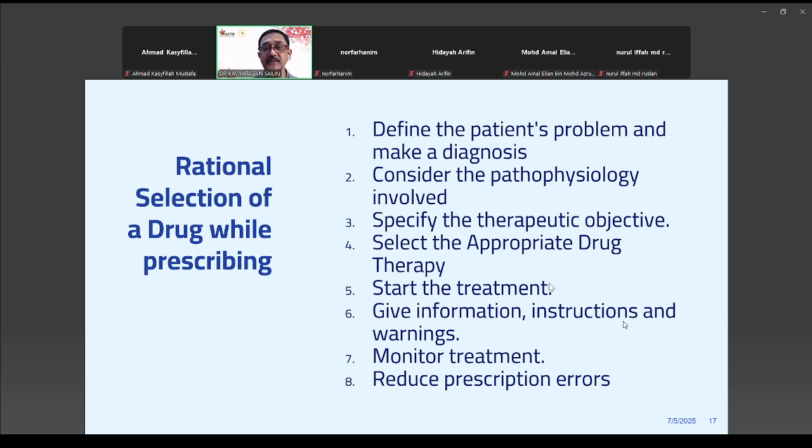Hidayah Arifin, when a patient comes to see you, what would you do? Want to try to answer? Hidayah? Malati is walking. You want to try, Umi Tarani? What would you do when you want to select a drug? Say tomorrow a patient comes with a headache. How would you manage? How do you go about it?